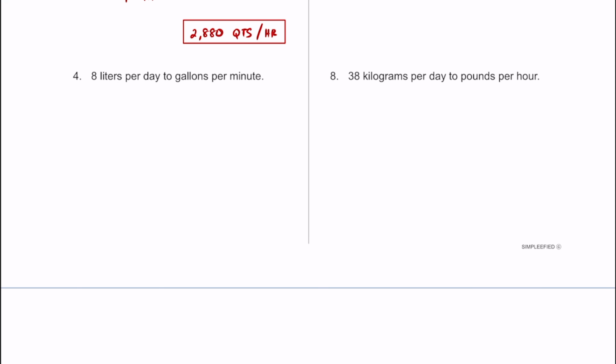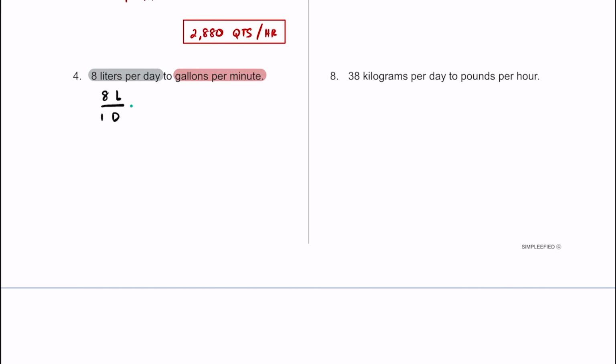Here's number 4. So for this one, we're going to be starting off with 8 liters per day. So I'm going to put an 8 with an L for liters. That's going to be in 1 day. I'm going to put 1 and put a capital D. Hopefully that makes sense to you. Now let's go ahead and take this and multiply it by some conversion factor to start with, so we can convert this to gallons per minute.